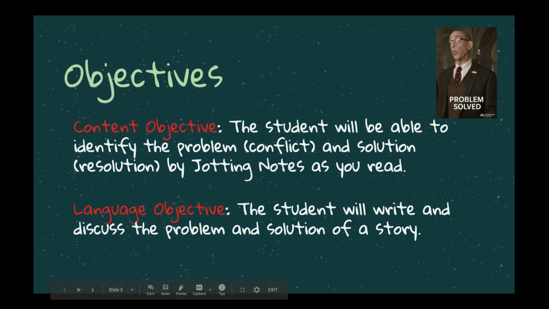The objectives are that the student will be able to identify the problem, conflict, and the solution, the resolution, by jotting notes as you read. The language objective is that the student will write and discuss the problem and solution of a story.